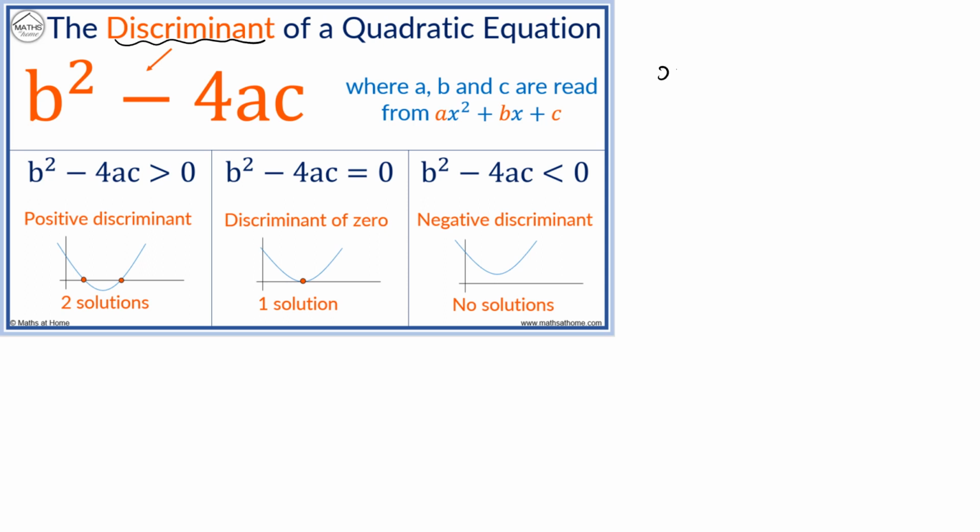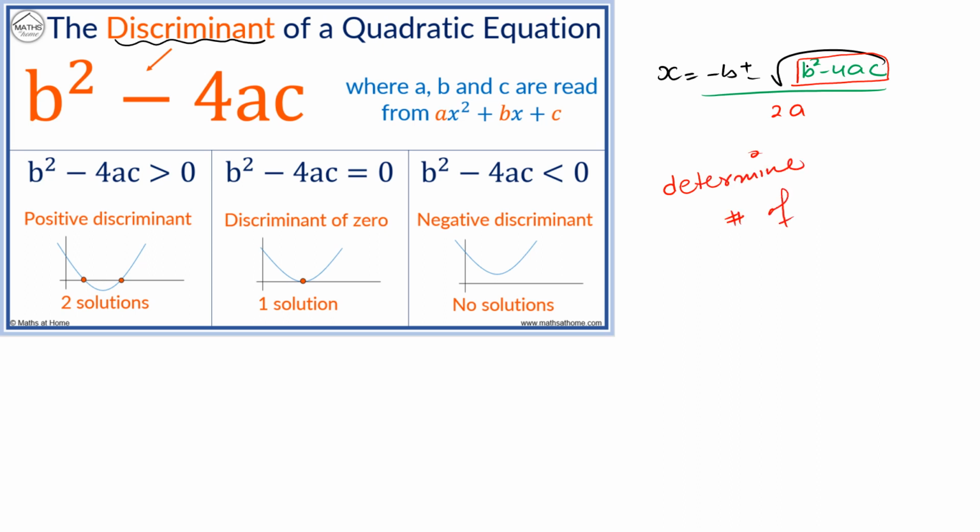You know the quadratic formula is x equals minus b plus minus square root of b square minus 4ac over 2a. Now the part that is written under the square root, b square minus 4ac, is said to be the discriminant. The discriminant is the part of the equation that helps you determine the number of solutions.